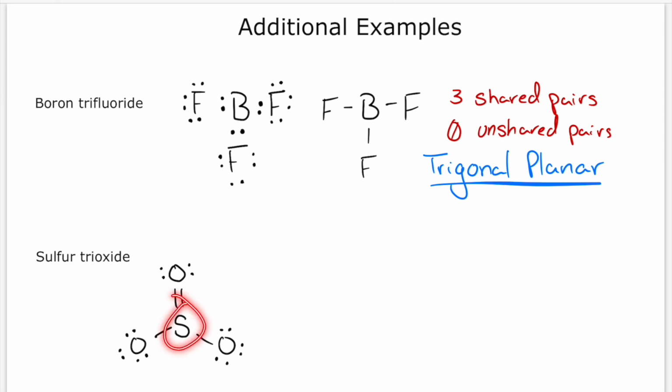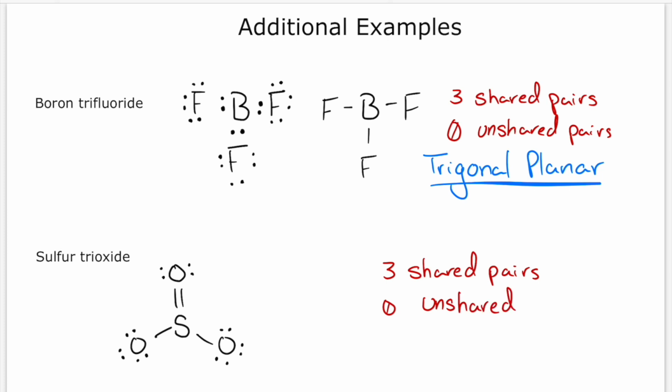So again, for the sake of VSEPR, we're looking at the central atom. It's got 1, 2, 3 shared pairs of electrons, because remember, the double bond is still only counting as 1 for the purpose of VSEPR. And just like boron trifluoride, it's got 0 unshared pairs, which means it's going to have the exact same shape of being trigonal planar.